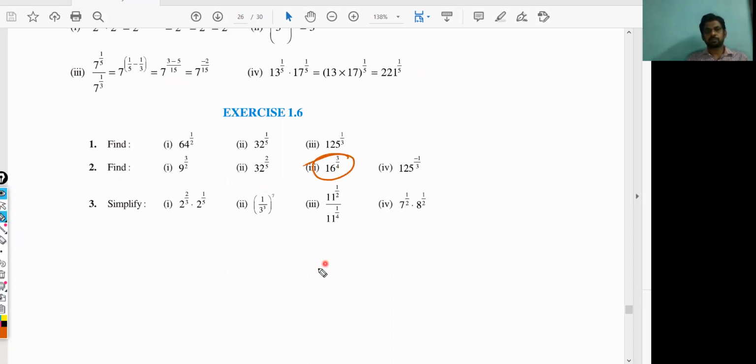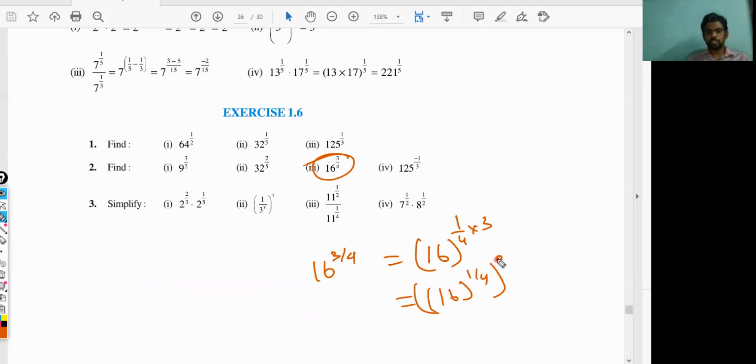16 power 3 by 4. So I can write it as 16 power 1 by 4, the whole power 3. Oh, one more step I'll do. So can I write it as 16 power 3 multiplied by 1 by 4, or 1 by 4 multiplied by 3? Right? So in the next step, I'm writing it as 16 power 1 by 4, the whole power 3, because a power mn can be written as a power m, the whole power n.